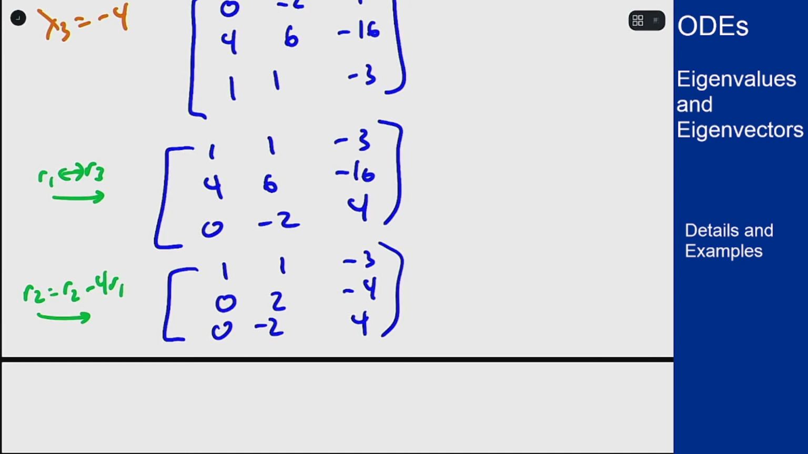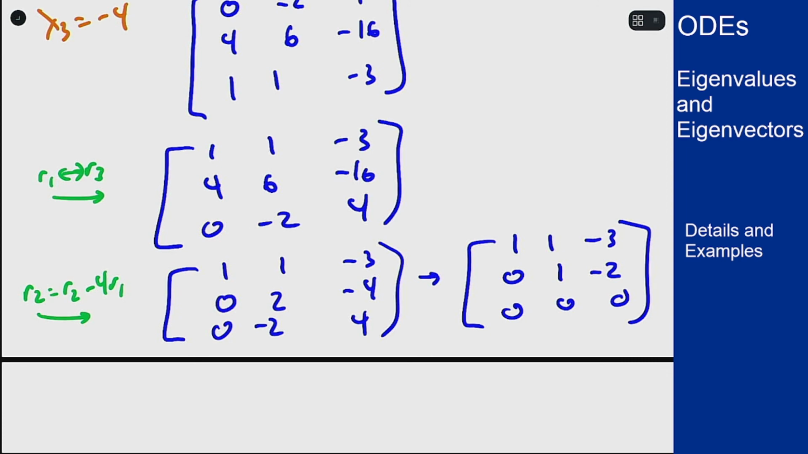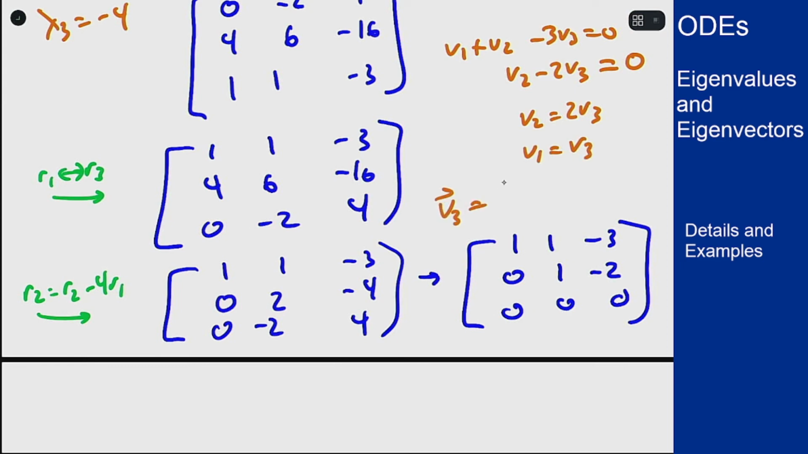And hey, we're in good shape here. Those bottom two rows are going to cancel. So the row reduction process will lead us to 1, 1, minus 3, 0, 1, minus 2, 0, 0, 0, which means that in terms of components, we have v1 plus v2 minus 3v3 is 0, and v2 minus 2v3 equals 0. Then we know that v2 is 2v3, and then plugging that in up top, we get v1 plus 2v3 minus 3v3 is 0, or v1 equals v3, which means as a vector here, I can take 1, 1, and 2, with the 2 in the middle to correspond to the v2 term, as my eigenvector.